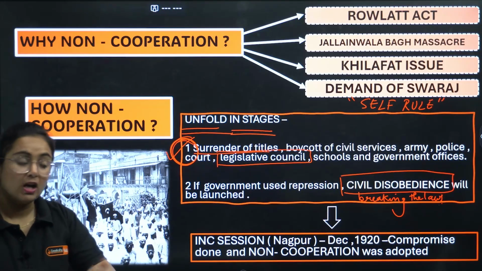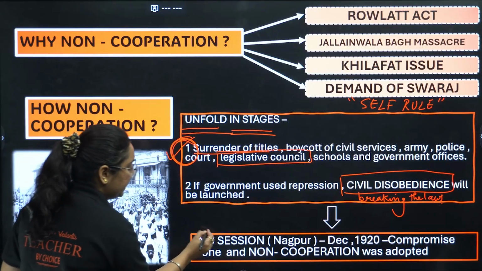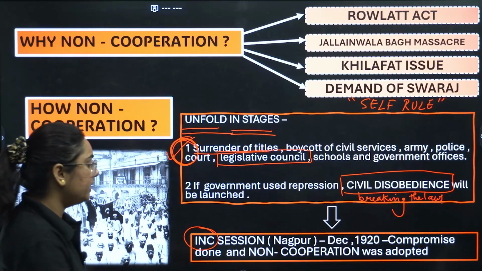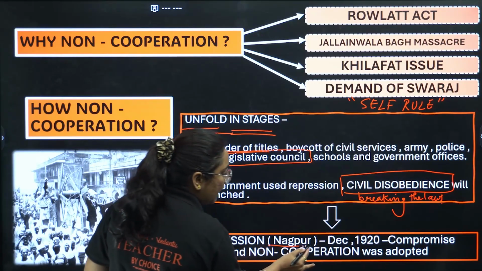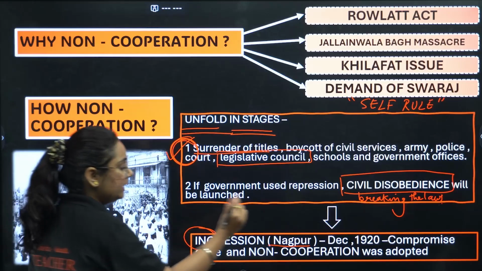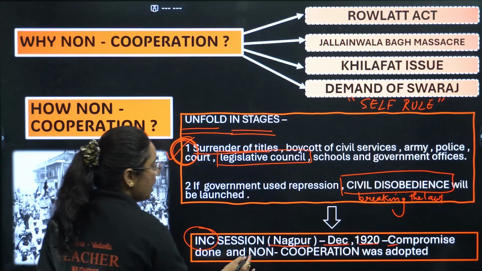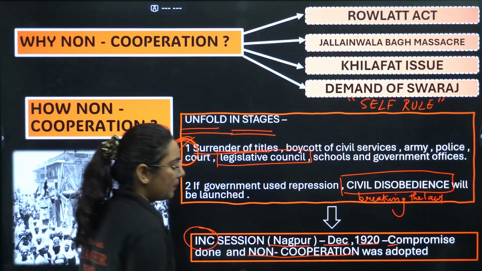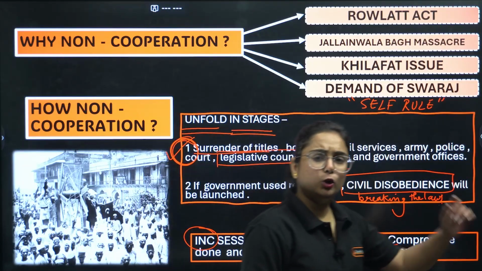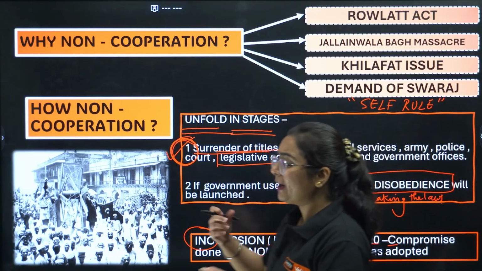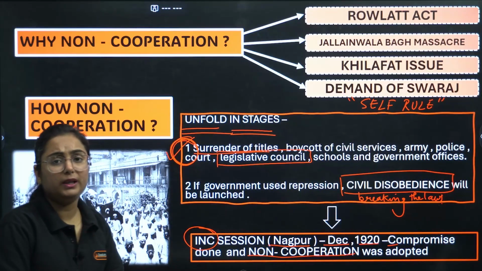Getting my point? Again, a meeting was held at the Indian National Congress session of Nagpur. This was in December 1920, when a compromise was made and non-cooperation was adopted. Now you might be thinking, ma'am, why is the word compromise used here? Because everyone might be happy to start this movement, then why compromise?